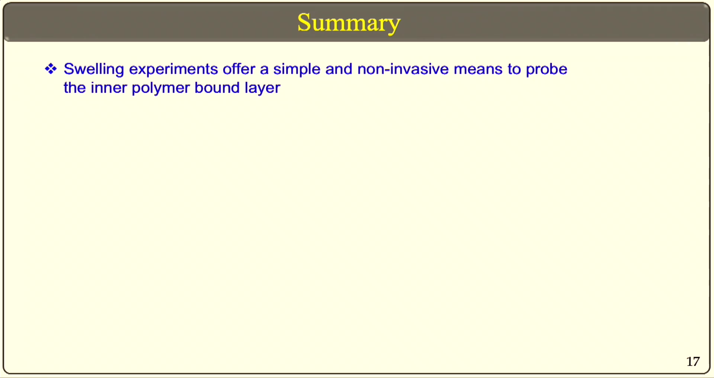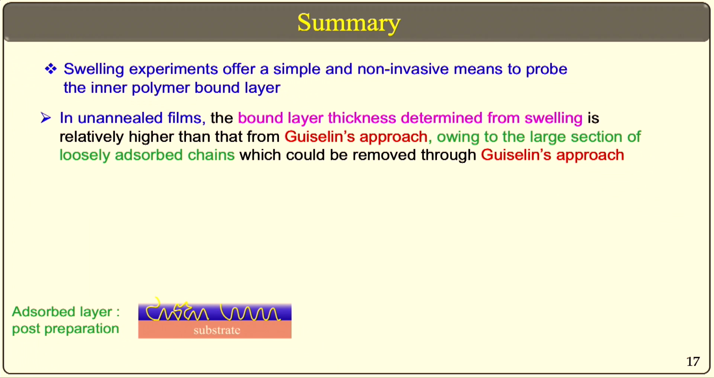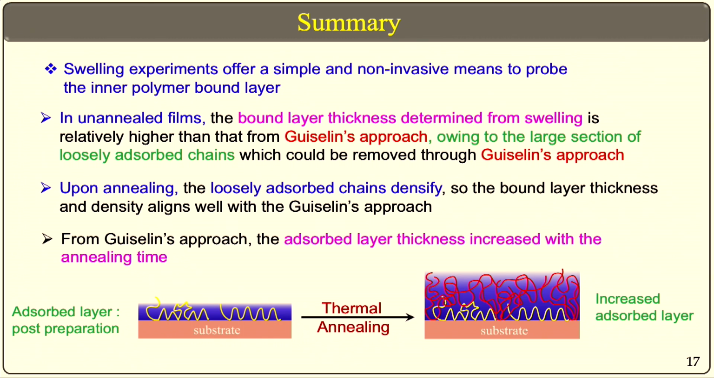With this, I would like to conclude my talk. The summary is that by swelling we can simply estimate this bound layer thickness and density. When you have an unannealed film, there seems to be a significant difference between the two approaches, probably because swelling does not just determine the thickness of the inner flattened layer, but also includes the loosely bound layer. Then when we anneal it, this thickness increases with thermal annealing, because more and more chains get adsorbed to the substrate, which contributes to increased thickness. Thank you.